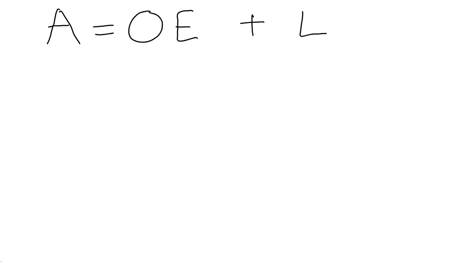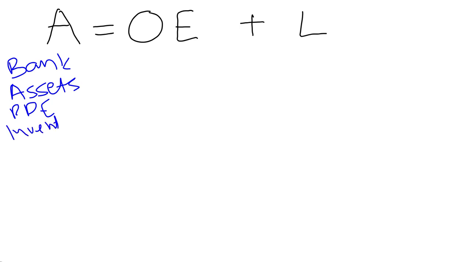Okay, so we will have your assets. So, for example, all the money in your bank, all the assets that you have. This could be your land, your property, plant, and equipment, and your inventory, the stock that you have. So, all of this, okay, that you have, how did you get this? That's what we want to find out. How did you get this?